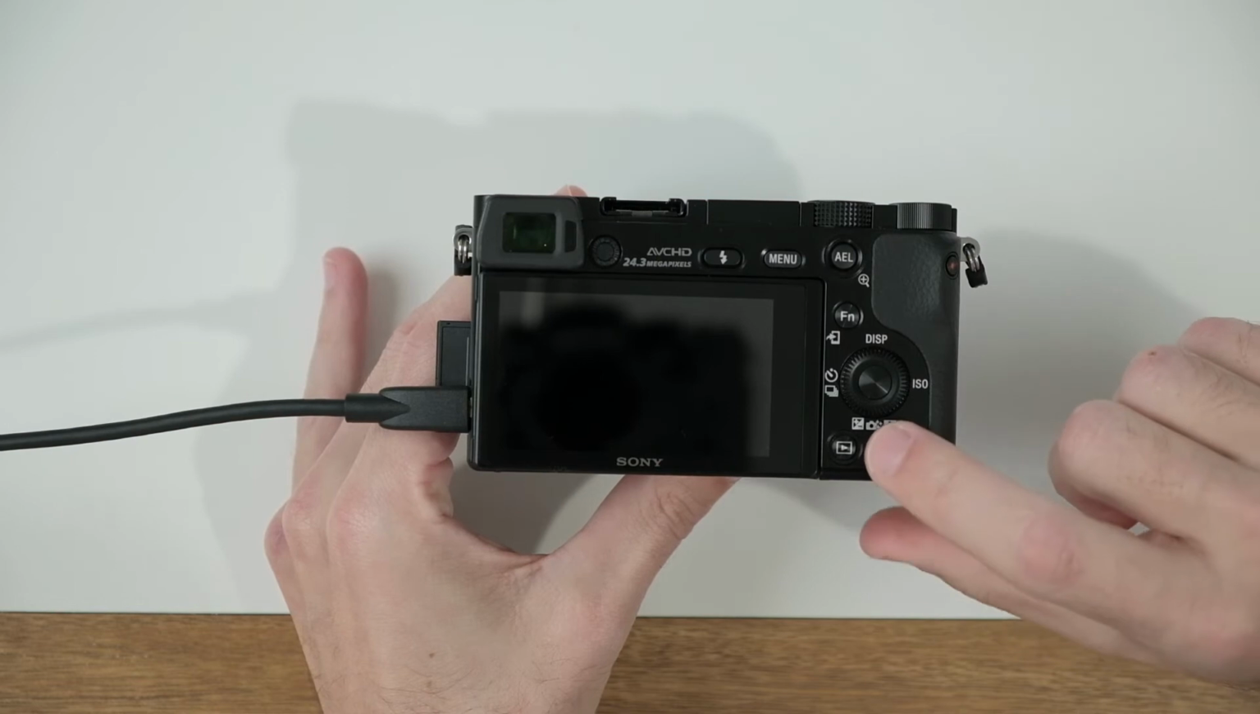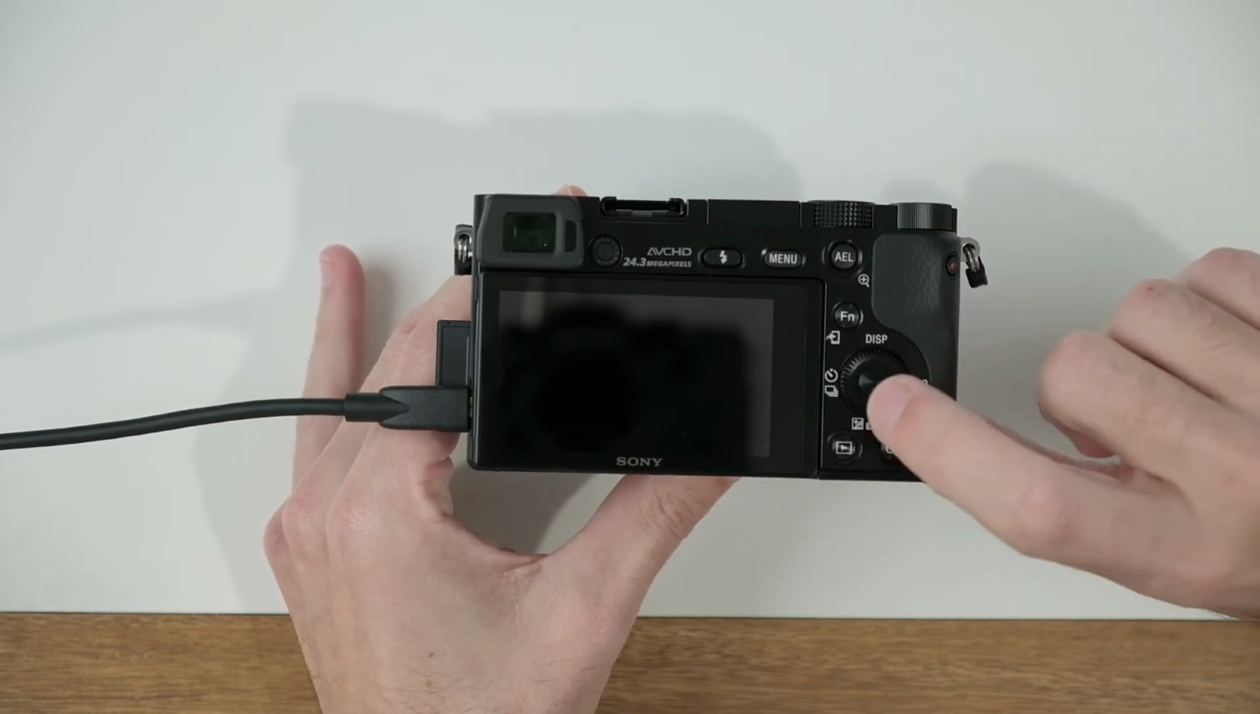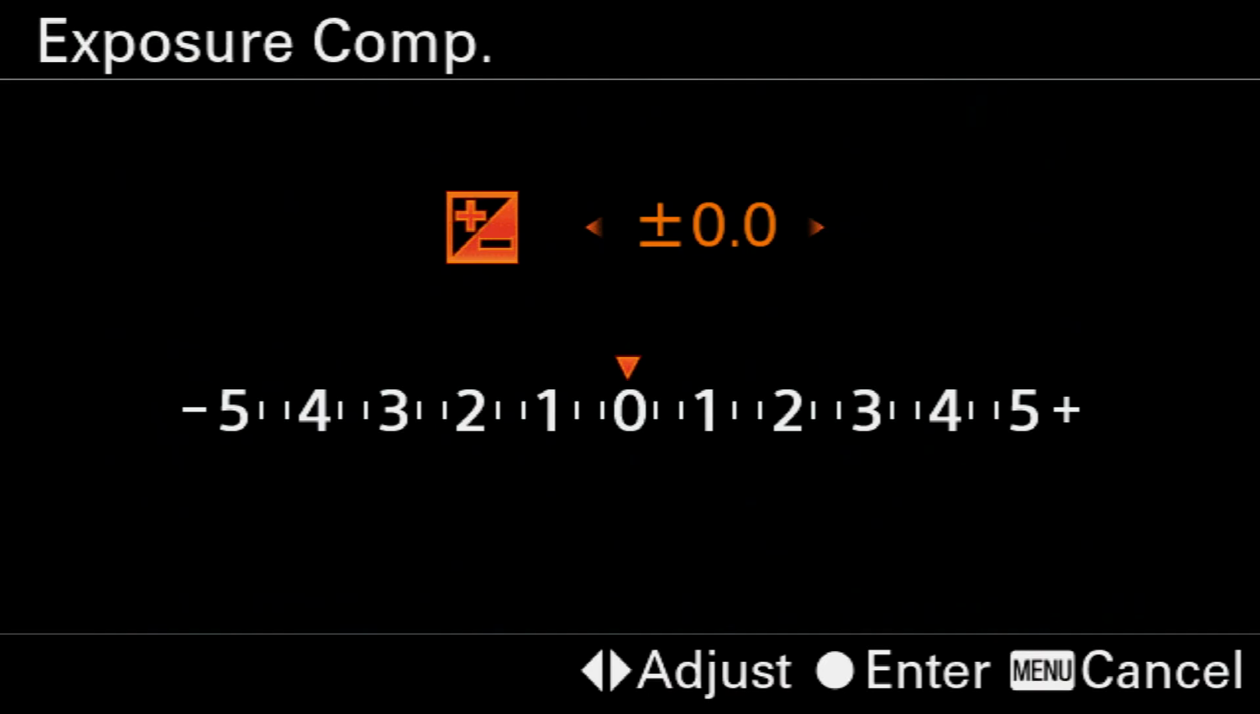Now, one other thing I often do in shutter priority mode is I'll run into a situation where maybe my photos are coming out a little too bright or maybe a little too dark. And I want to tell the camera, hey, let's fix that. So to do that, on the back of the camera, we're going to locate this little plus minus icon, which is the exposure compensation menu.